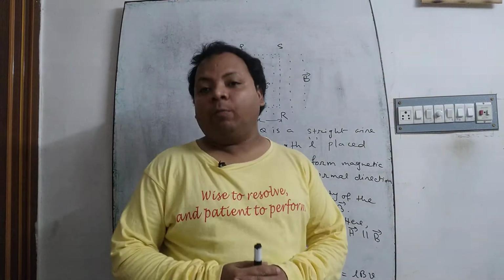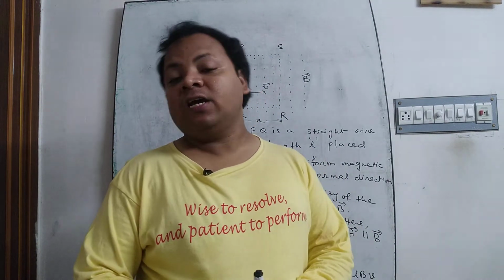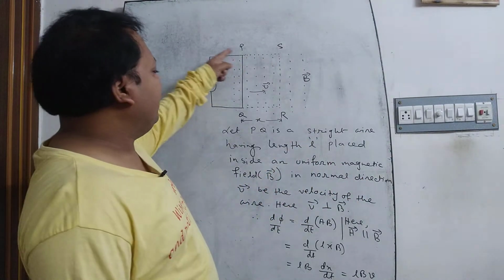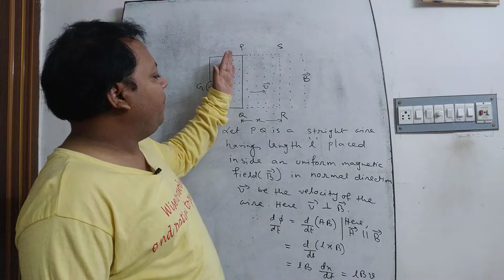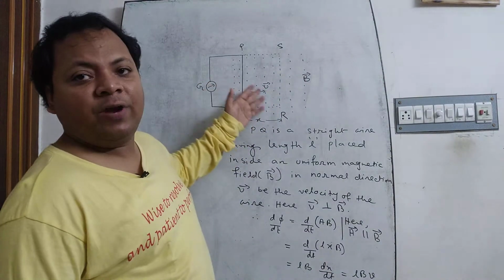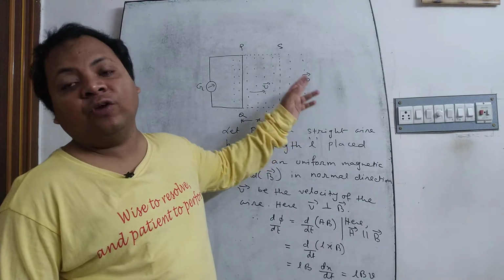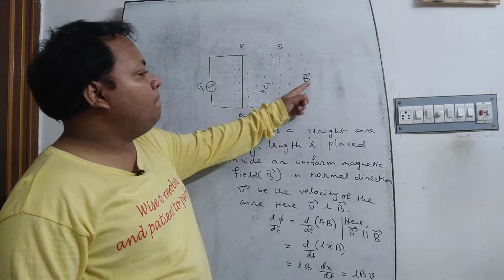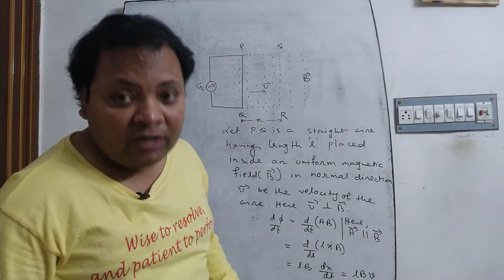Now I am going to discuss the induced EMF inside a moving wire through a uniform magnetic field. Let us consider PQ is a straight wire connected with a galvanometer G, and this is a closed circuit. This wire PQ moves inside a uniform magnetic field B. Here the velocity of the wire V is normal to the magnetic field vector B, so the angle between B and V is 90 degrees.